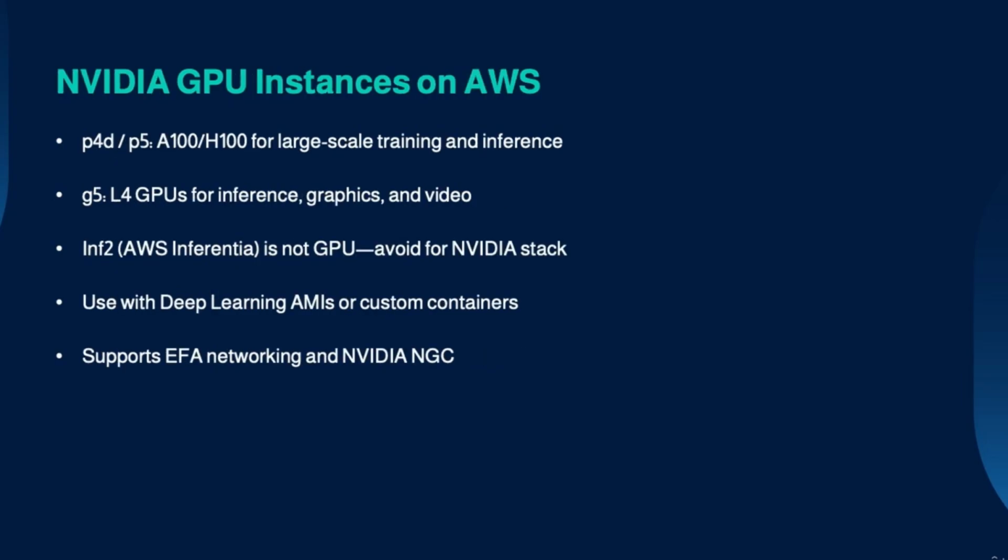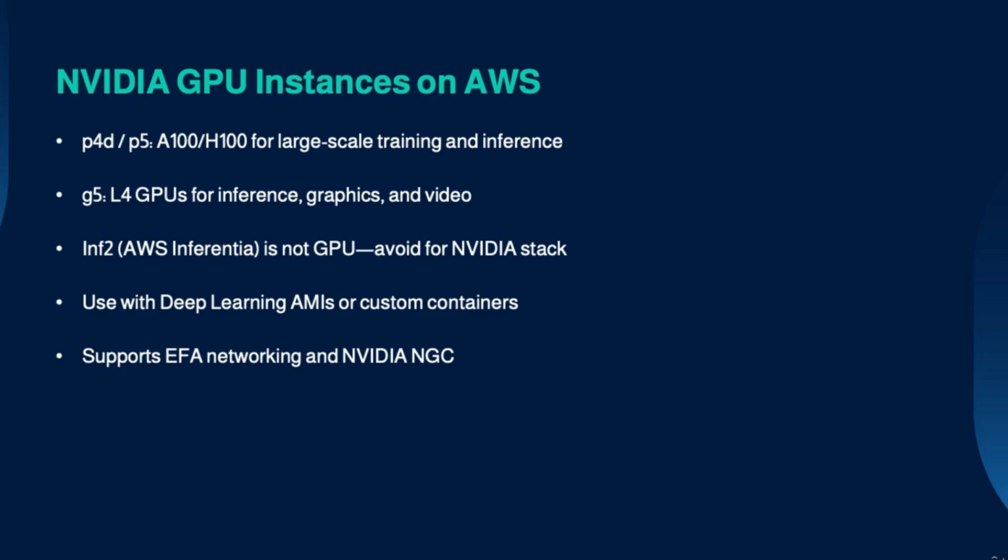On AWS, NVIDIA GPUs are offered under several instance families. The P4D and P5 instances use A100 and H100 GPUs respectively, perfect for compute-heavy training and multi-GPU workloads. G5 instances come with L4 GPUs, optimized for inference, video processing, and high-performance graphics tasks. Be careful not to confuse these with Inf2 instances, which are built on AWS Inferentia chips, not compatible with NVIDIA software. AWS offers deep learning AMIs preloaded with drivers and frameworks, or you can bring your own containerized environment via the NGC registry.